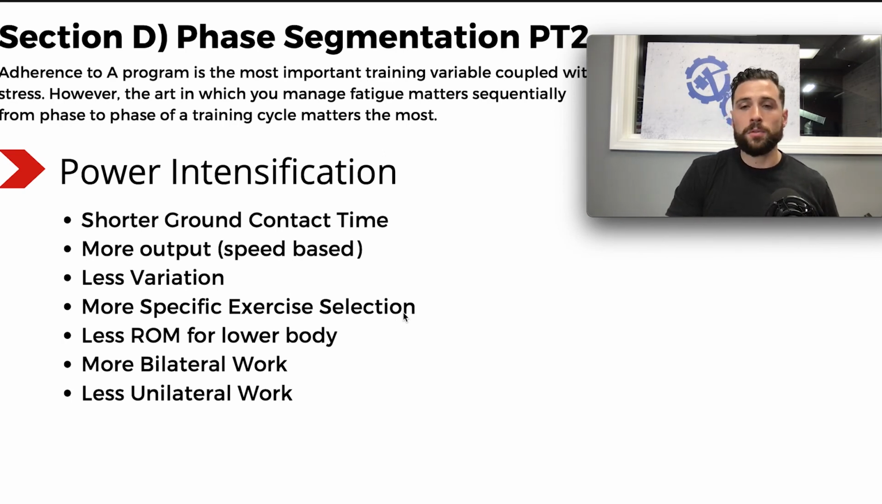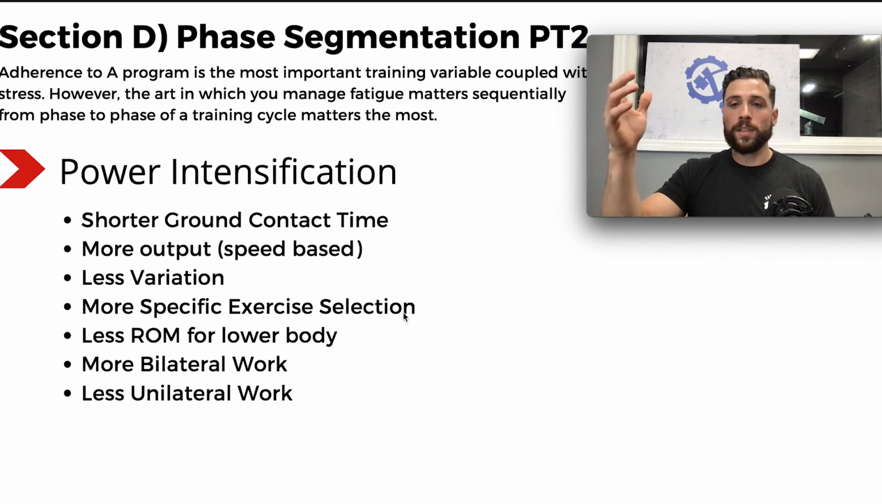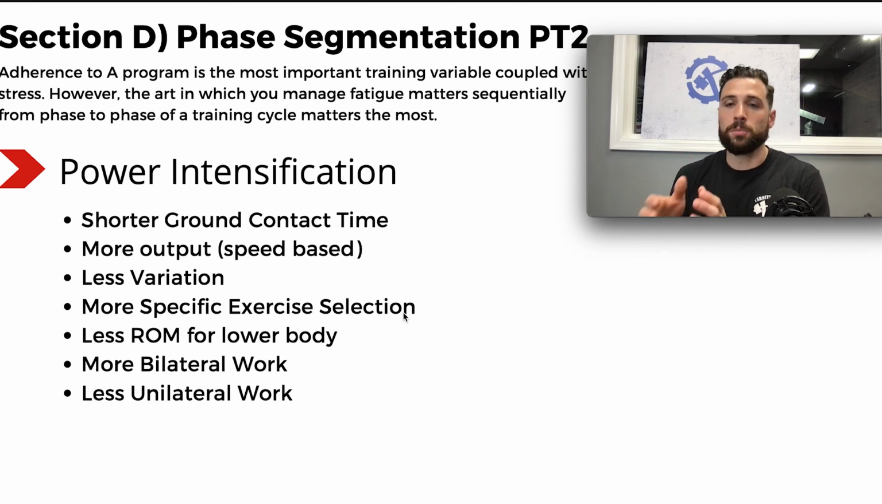So in power intensification, ground contact time is going down, output is improving. We're trying to get rid of variation, with more specificity in terms of exercise selection. We're matching the ranges of motion in the weight room that are experienced on the field. We're incorporating more bilateral work to help match force output, because we know that there's more force output with bilateral work than there is with unilateral work. So this is power intensification.